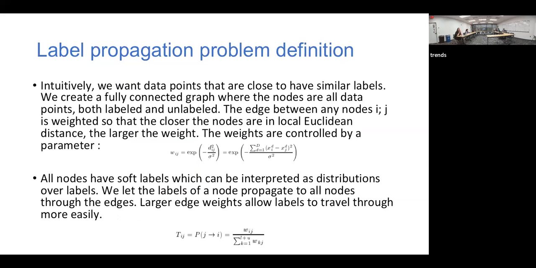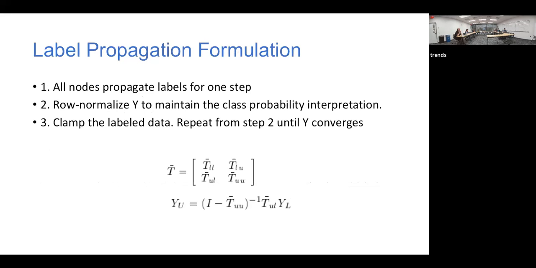This is how we define the problem. The edge between any nodes is weighted so that the closer the nodes are in local Euclidean distance, the larger the weight. And we let the labels of the nodes propagate to all nodes through the edges, which is calculated by those formulas. And this is the formulation of label propagation.